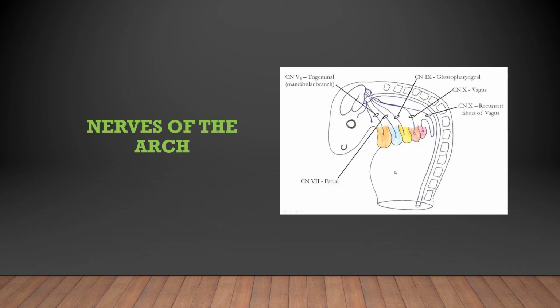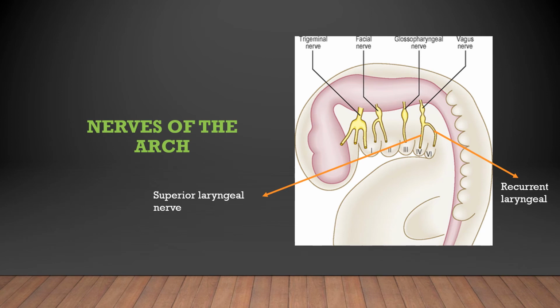The second arch is traversed by the facial nerve, and the third arch is traversed by the glossopharyngeal nerve. The fourth and sixth arches are traversed by branches of the vagus. We will see the exact branches. The fourth arch is traversed by the superior laryngeal nerve, and the sixth arch is traversed by the recurrent laryngeal nerve. Both are branches of the vagus nerve.